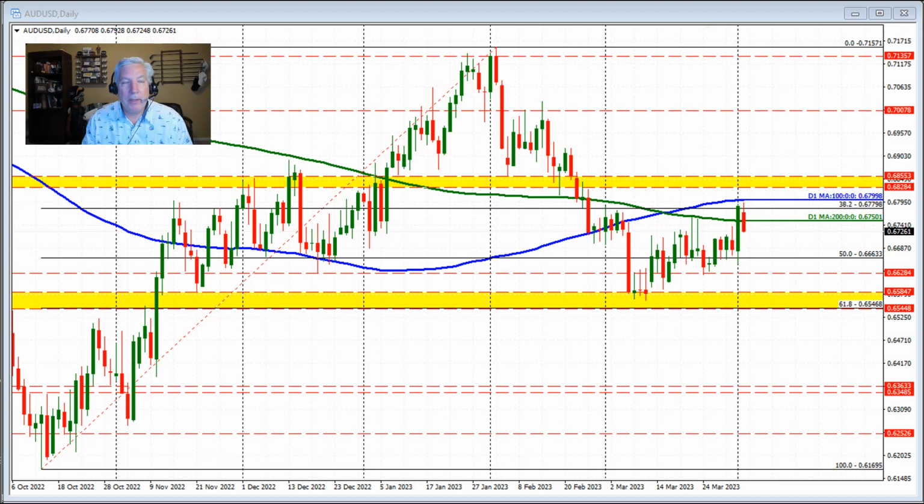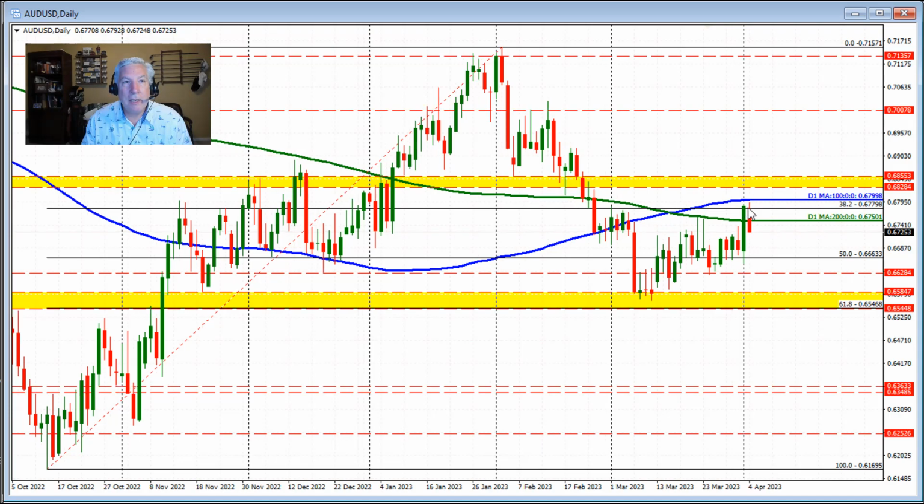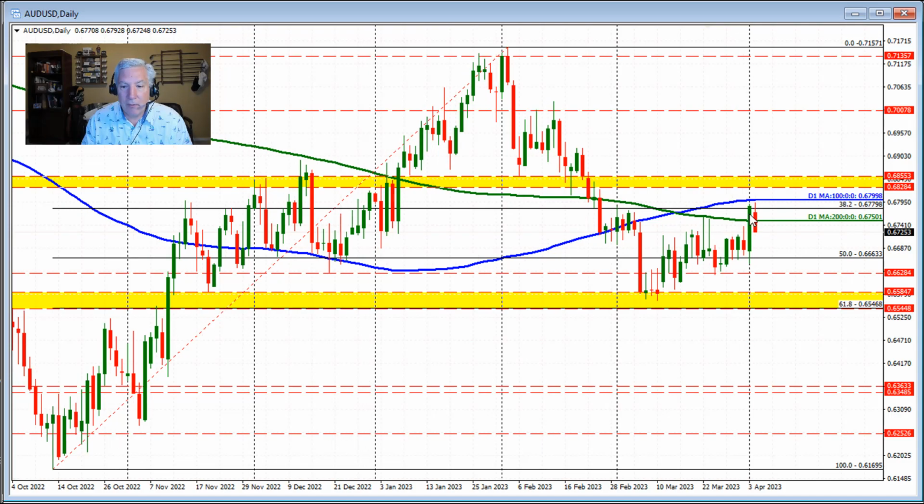We did come up and test the 100-day moving average both yesterday and today. The high price yesterday got up to 0.6789, so got within about 10 pips of the 100-day moving average. And in trading today, the high price reached 0.67894, so right near that high from yesterday, again around 10 pips away from the 100-day moving average, and the market rotated to the downside. We did move back below the 200-day moving average at 0.6750.